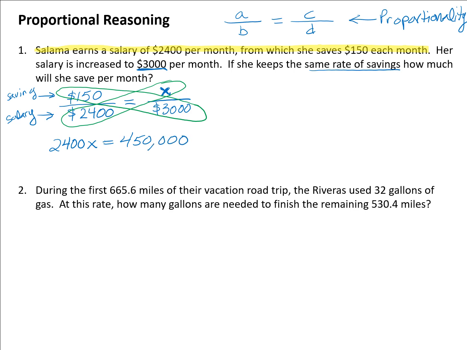And then it's really simple to get the x by itself because remember, any number and x here right next to each other, remember those were multiplied. So the way we undo that is we divide out the 2,400.